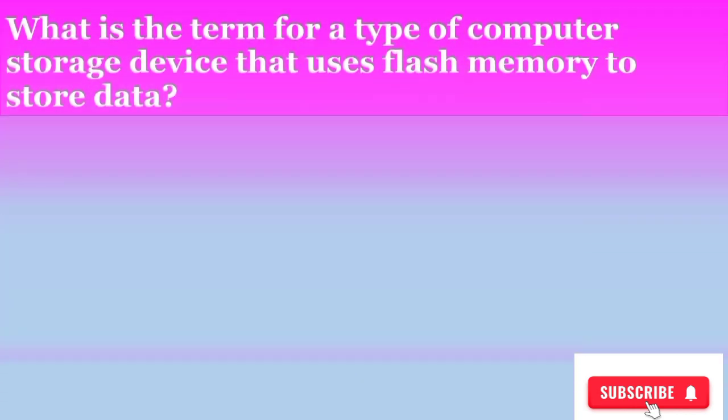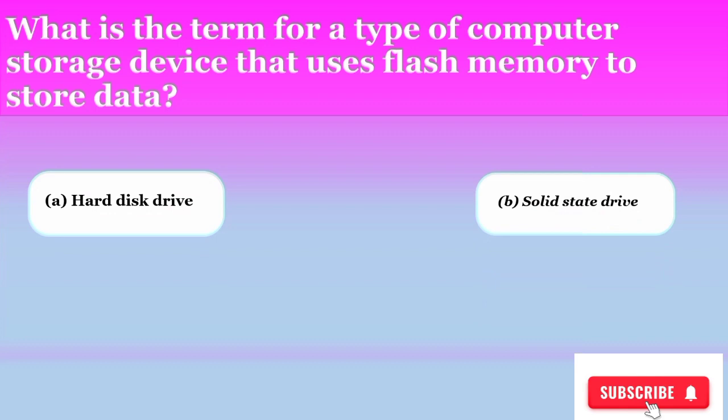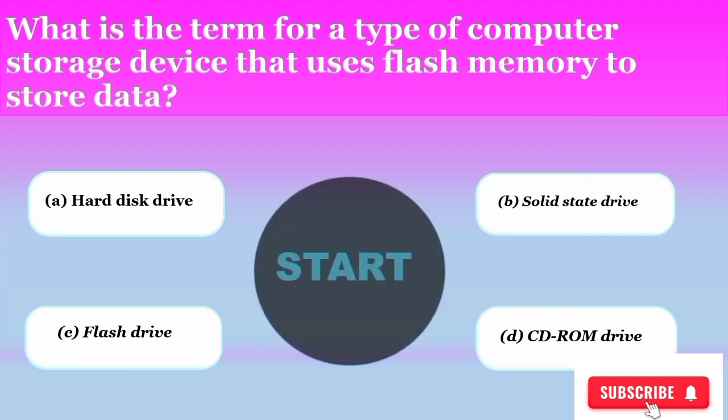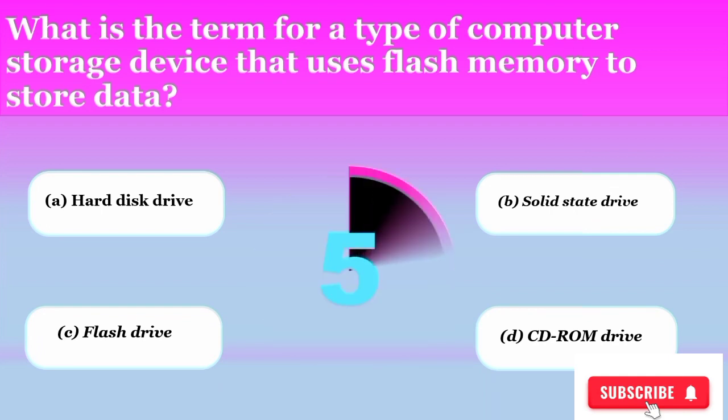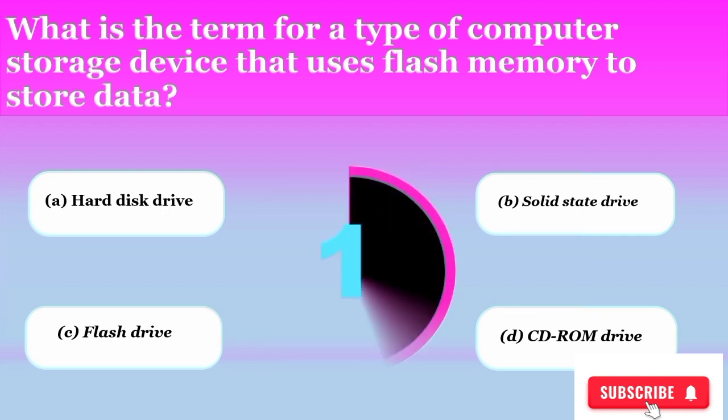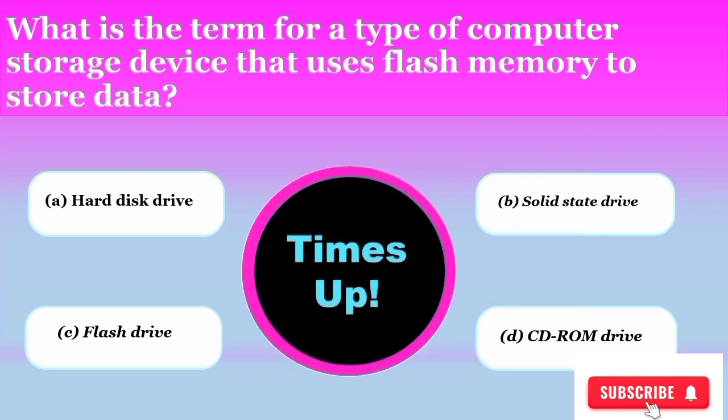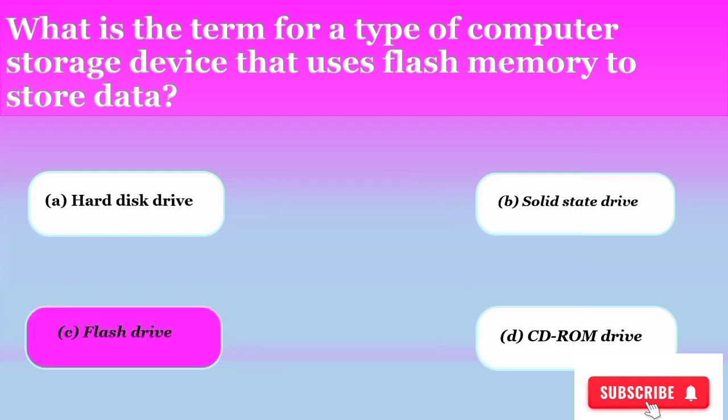What is the term for a type of computer storage device that uses flash memory to store data? A. Hard disk drive. B. Solid state drive. C. Flash drive. D. CD-ROM drive. The correct option is option C, flash drive.